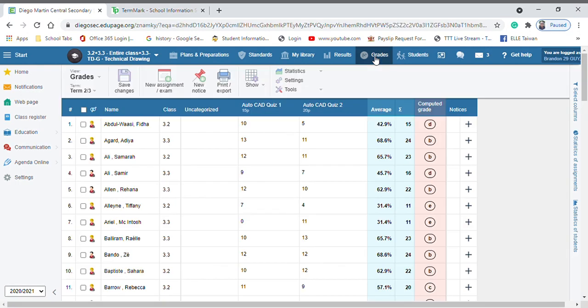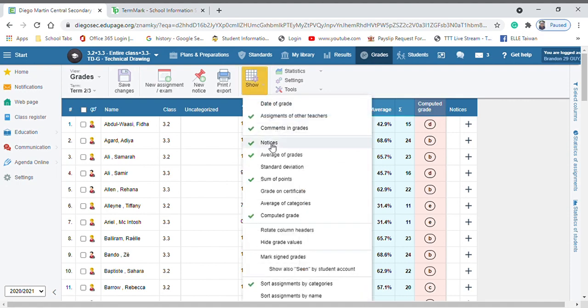Alright, now I'm going to go to the show icon here, click the down arrow, and I'm going to ensure that average of grades and sum of points is ticked off. Alright, the average of the grades is the sum of the points over the total points multiplied by 100.